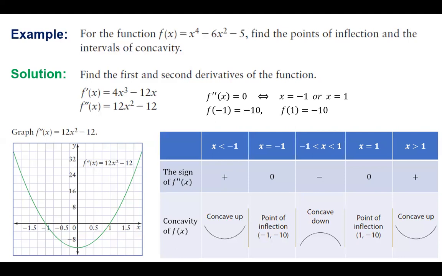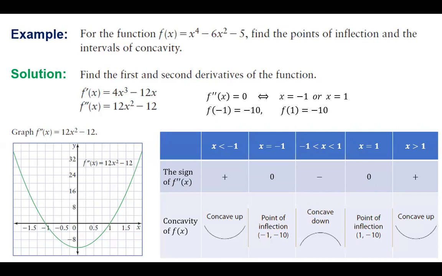When x equals -1, f(x) is -10. And when x is +1, f(x) is -10 as well. Next, let's analyze its concavity in different intervals. So the 2 points x equals -1 and x equals +1 really divide the second derivative into 3 intervals, right? As shown here on the bottom left.